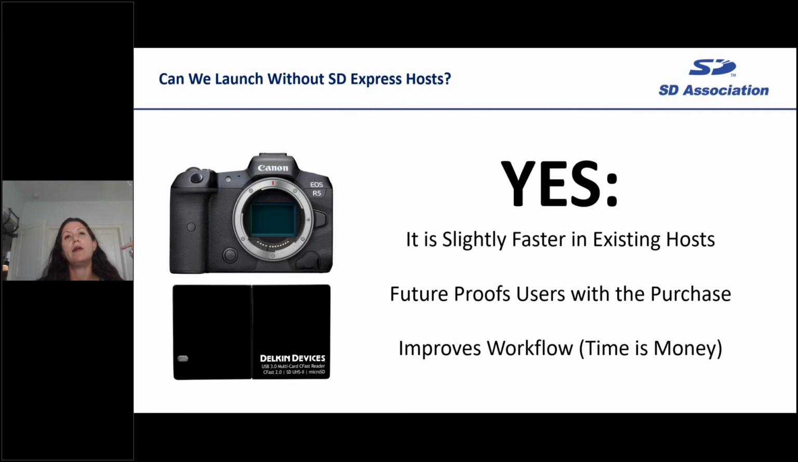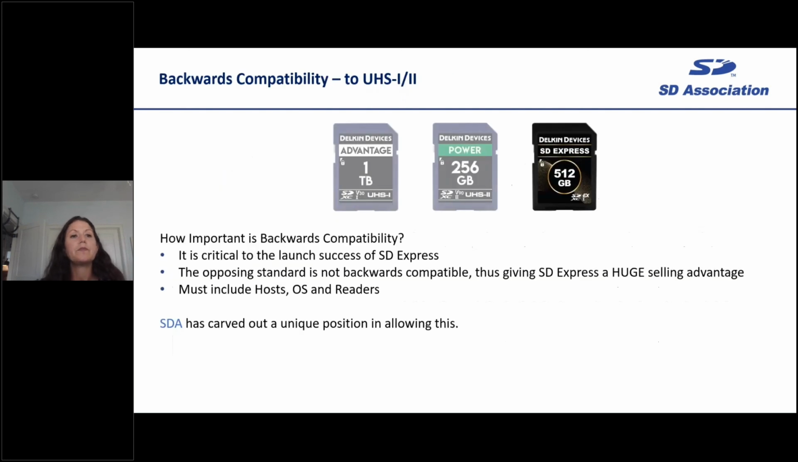We're seeing it act slightly faster with the buffer and different things in a camera. And then we're also future-proofing our customers' needs, all in one. So that is something that Delkin always strives to do. It allows our customers to gain our trust, so we could highly recommend SD Express cards currently to our market and give them all the reasons why.